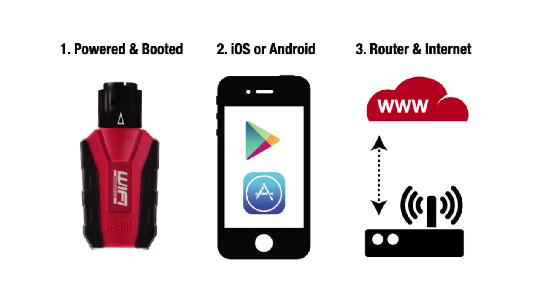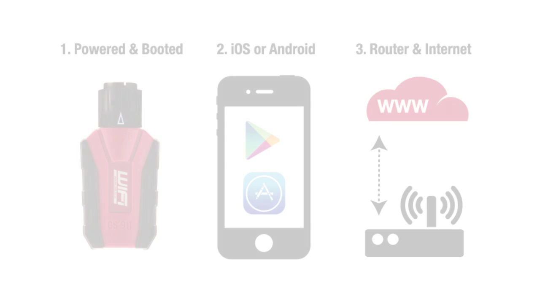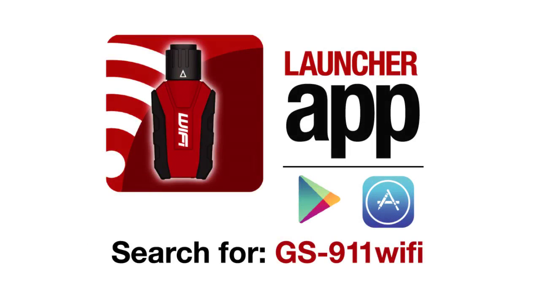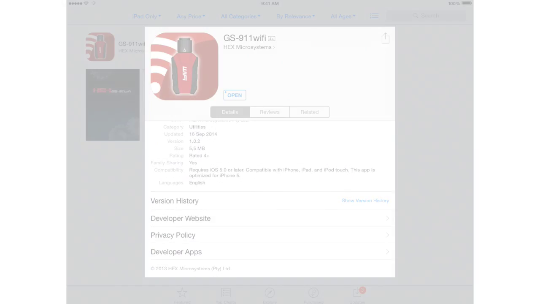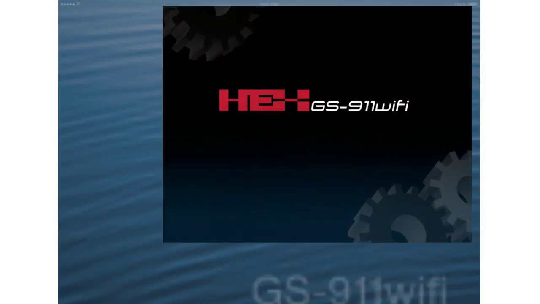You need to find and download the GS-911 Wi-Fi launcher application from either Google Play or the iOS App Store. Let's have a look at what it looks like on an iPad in the App Store. Simply download the app and open it like you would any other application.